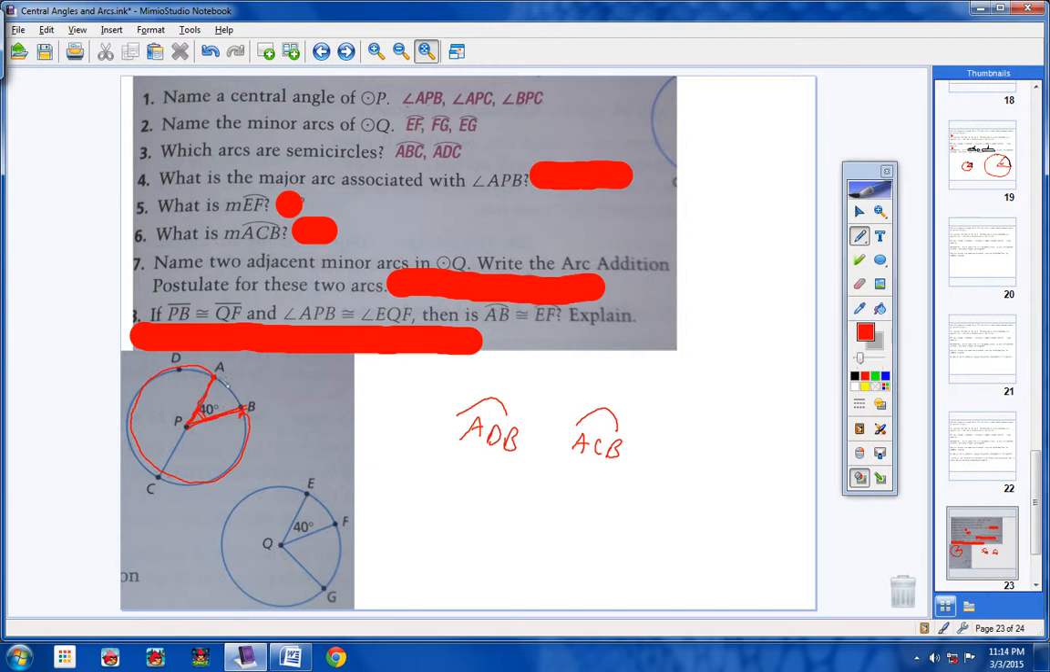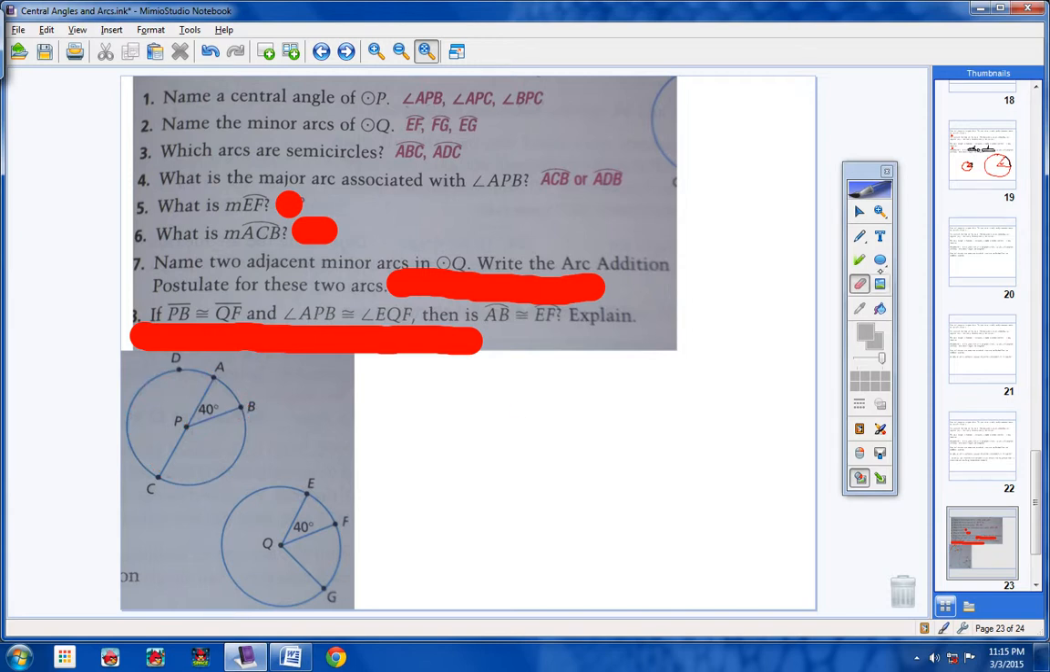Look, guys, whenever you have a central angle, the central angle makes a minor arc and a major arc, unless it's a diameter. Other than that, it's going to make a major arc and a minor arc. So there we go, ACB or ADB. All right, moving on to number 5.